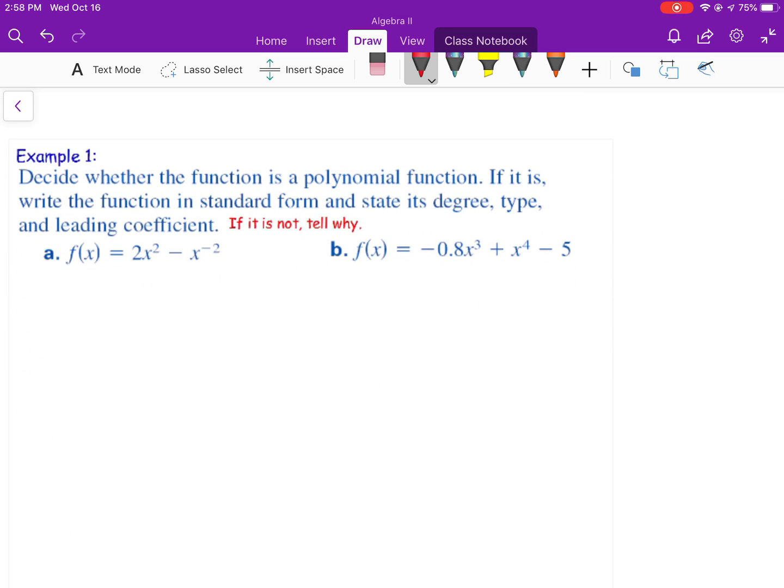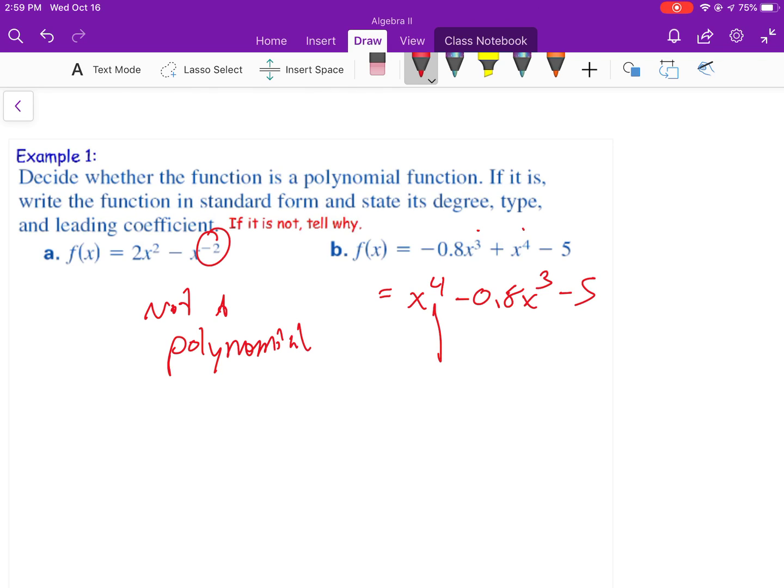Okay, so is this a polynomial or not? So not a polynomial because of that negative 2. This one is, because 3, 4, and there's no variable on the last one, is perfectly fine. I'm going to put this in standard form. So x to the fourth would go first, then x to the third with the 0.8 in front of it, and then a minus 5. That is the highest degree.